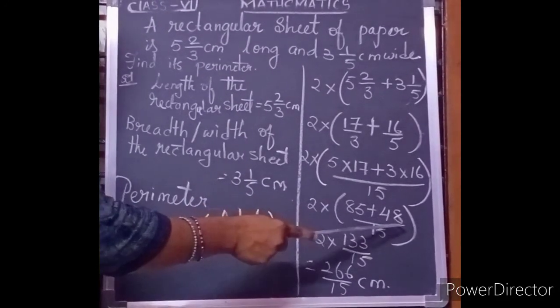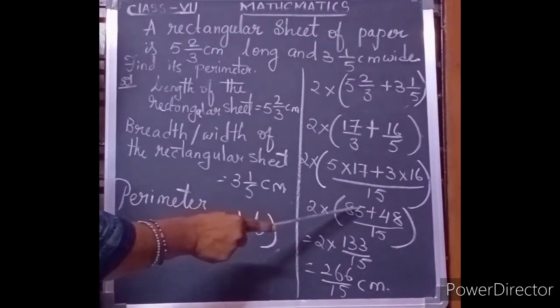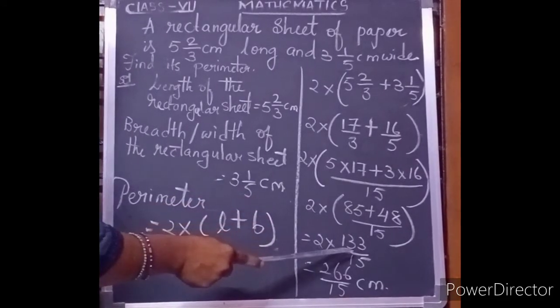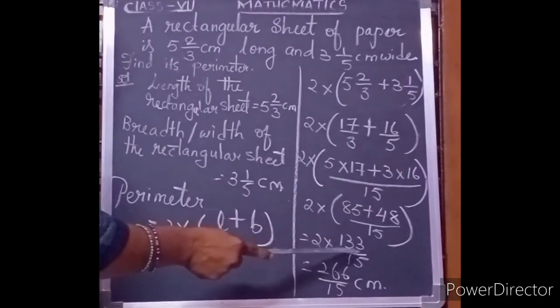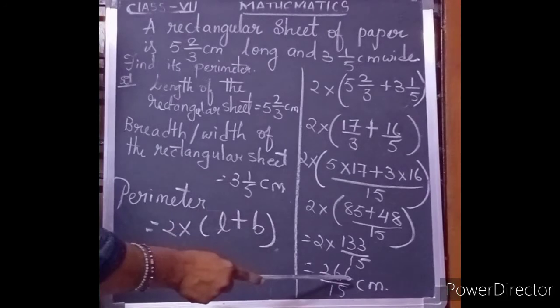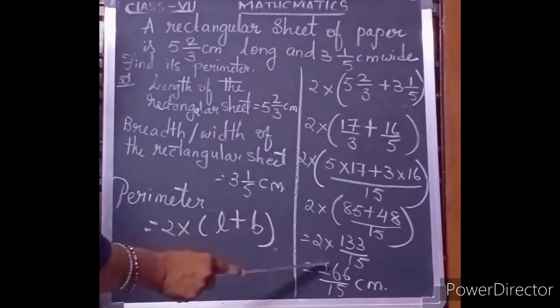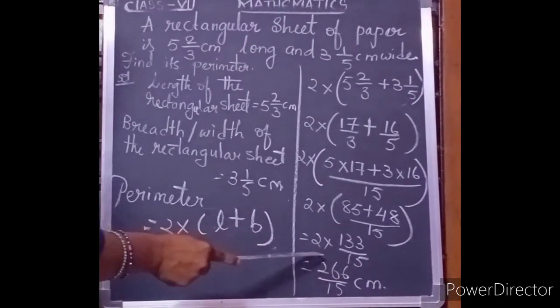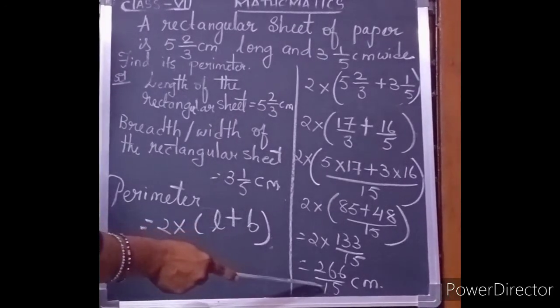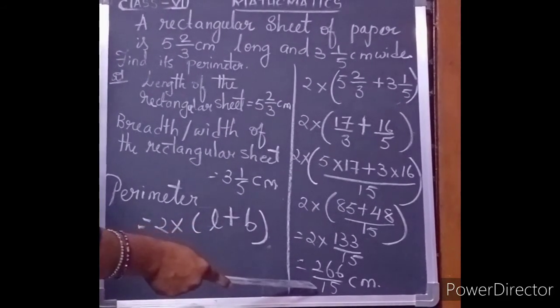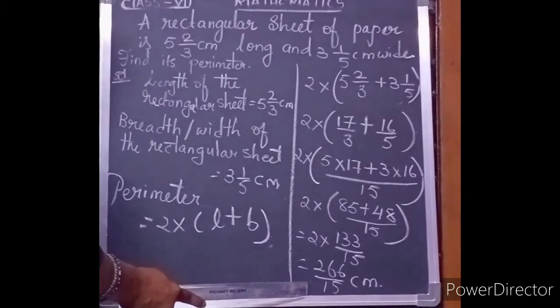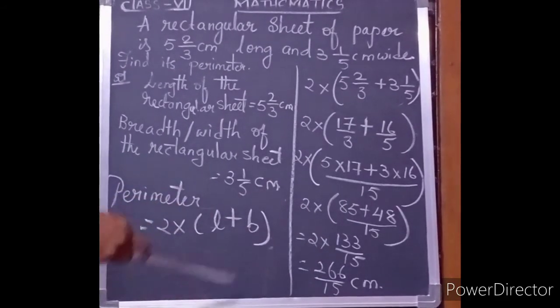85 plus 48. 8 plus 5, 13, 1 carry. 8 plus 4, 12, 1, 13. 133 by 15. 2 into 133 by 15. Here no number means 1. Numerator into numerator, denominator into denominator. So we got the answer as 266 by 15.